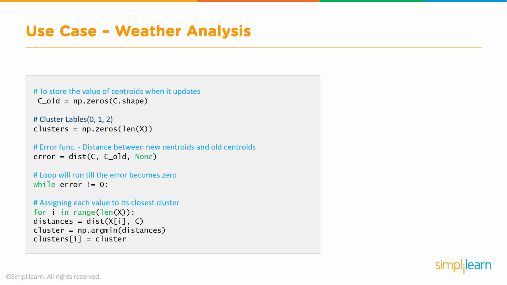And then during that loop, the first thing it's going to do is go for i in range of length of x. So it's going to go through all of the coordinates, and it's going to figure out the distance from those coordinates to the centroid. So you can see here distances equals distance of x_i comma C, and then cluster equals np.argmin of distances, and then clusters of i equals cluster. So we're basically taking each one of those points and assigning it to one of the centroids, forming one of those clusters. We're not really assigning it to a centroid, but we're assigning it to a cluster. And then the centroid is the center of that cluster.